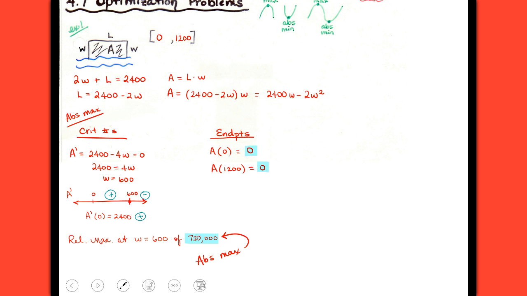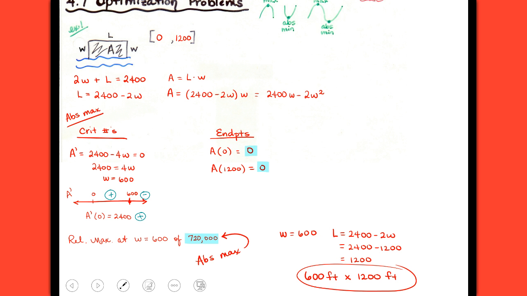So we've already got our width is equal to 600. We're going to need to go back and find our length. Luckily, we have a formula right up here for our length. So we can say, okay, our length is 2,400 minus 2W. I already know W is 600, so let's just plug that in. So if my length is 2,400 minus 2W and I plug in 600 for W, then I'll get 1,200. So the answer that I want to give here are the dimensions, 600 feet by 1,200 feet.